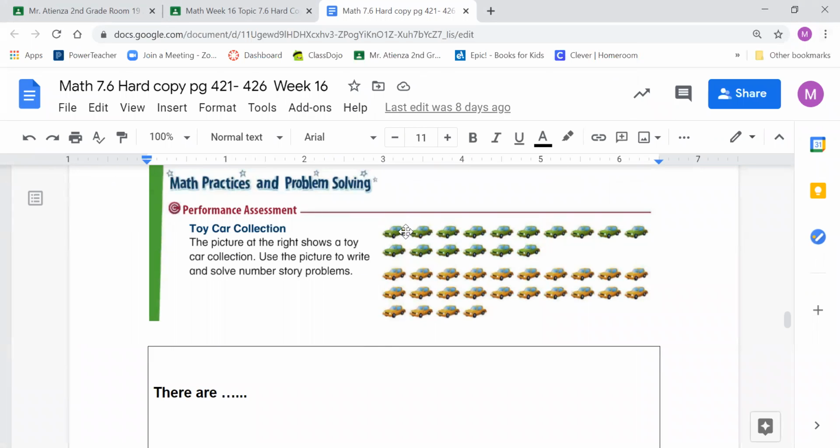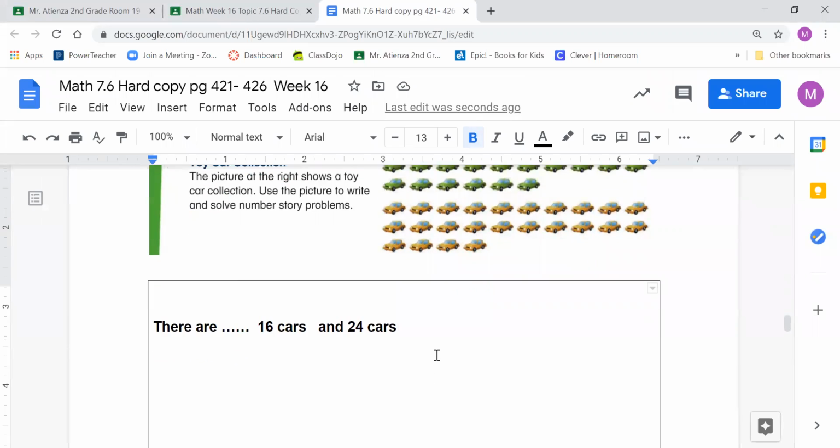Let's see. On the first column of green cars, I have 10 plus 1, 2, 3, 4, 5, 6. I have 16 cars. So I'm just going to write the numbers as I read. There are 16 cars. And then how many cars on the second? 10, 20, 24, and 24 cars. Now here's my information. Now from here, I can create a story problem.